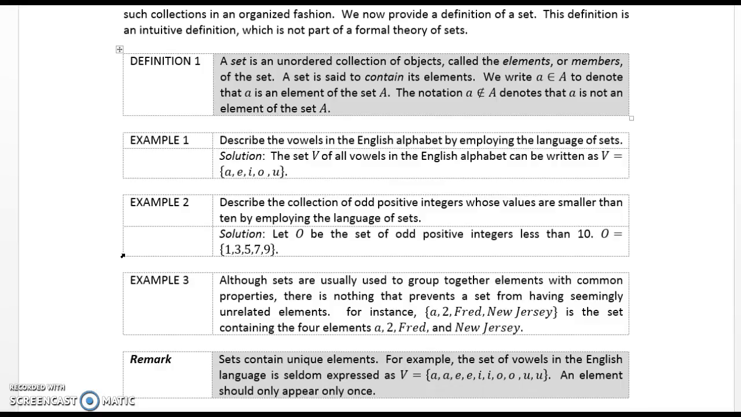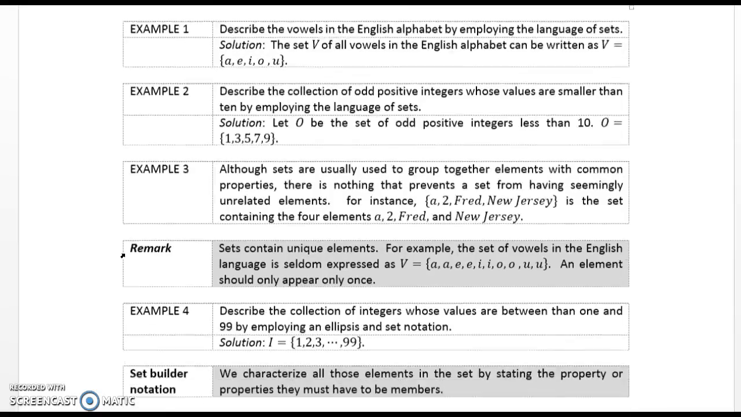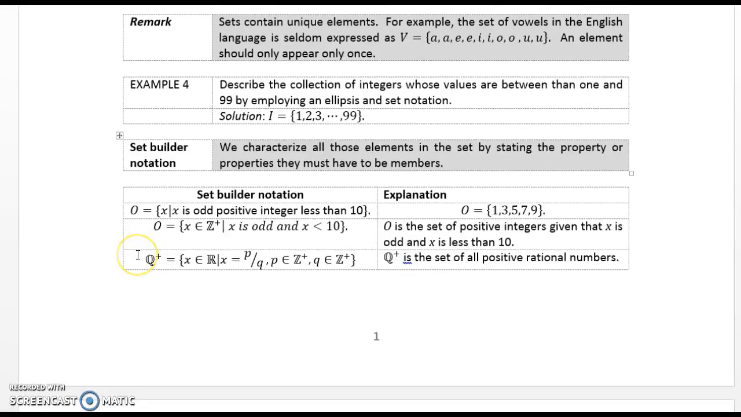Example 3. Although sets are usually used to group elements with common properties, there's nothing to prevent a set from having seemingly unrelated elements. For instance, {a, 2, Fred, New Jersey} is a set containing 4 elements: a, 2, Fred and New Jersey. Remark. Sets contain unique elements. For example, the set of vowels in the English language is seldom expressed as {a, a, e, e, i, i, o, o, u, u}. An element should only appear once.